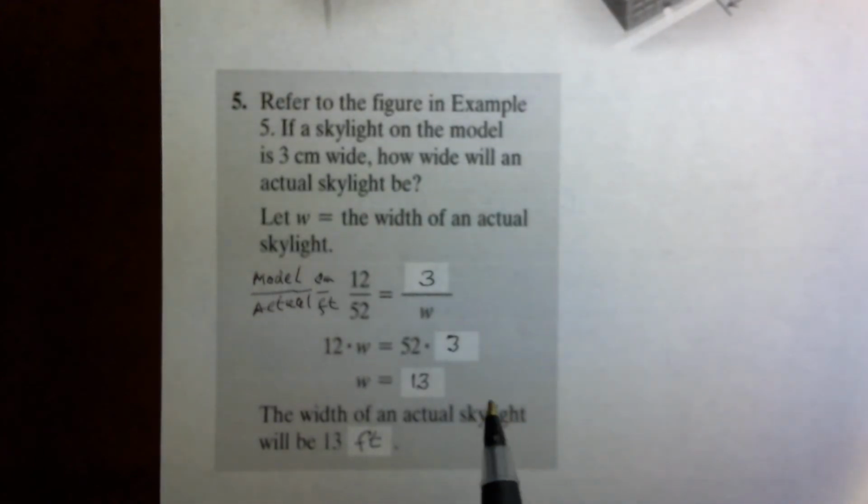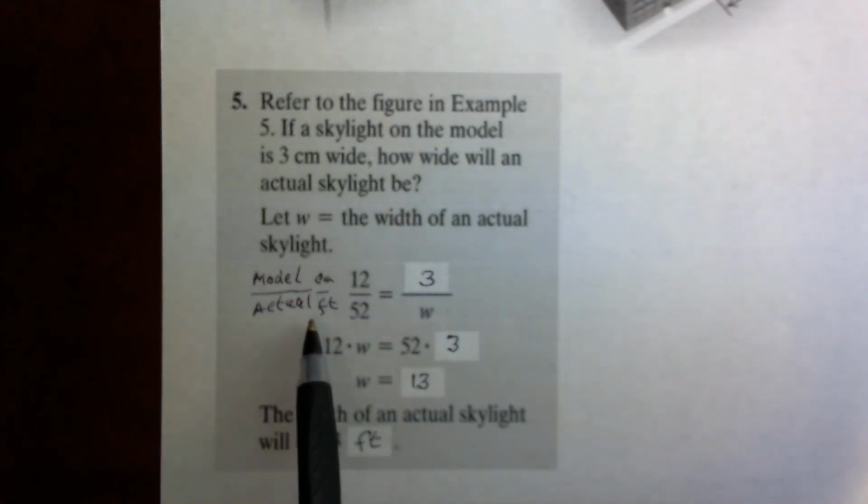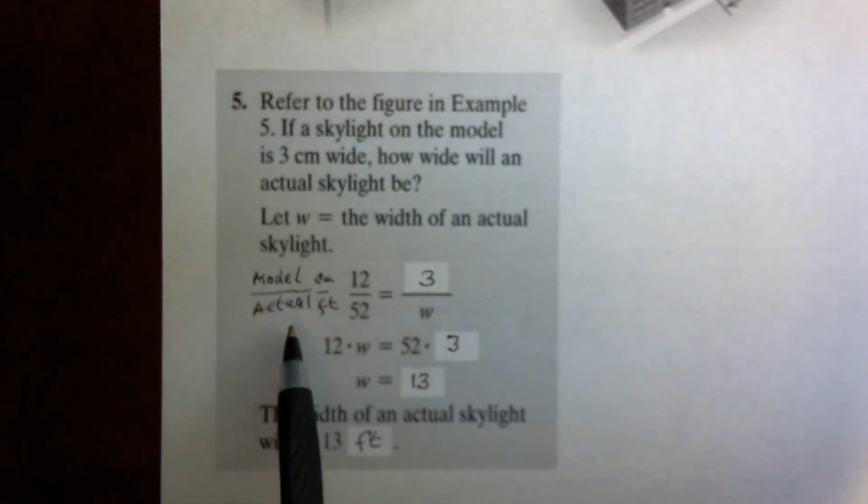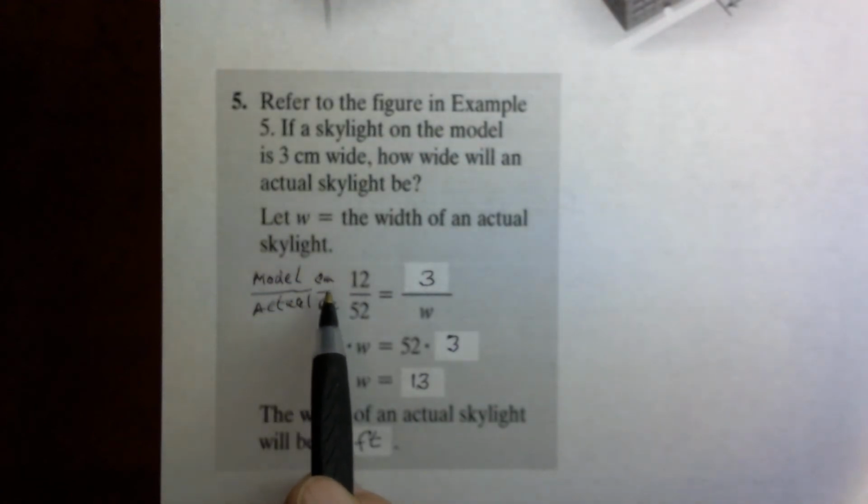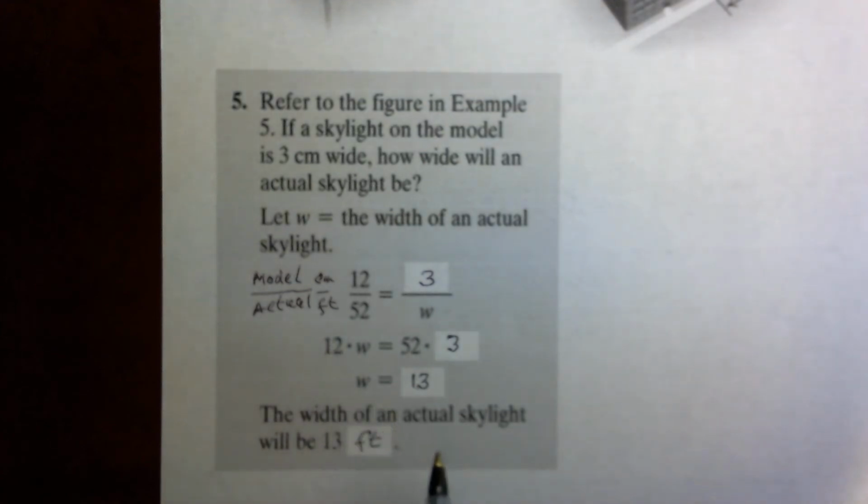So again, the actual calculations are pretty straightforward, but the tricky part is to set this up properly in terms of what is the model, what's the actual, what are the units of measure for the model, what are the units of the actual. And so the calculations are pretty easy.